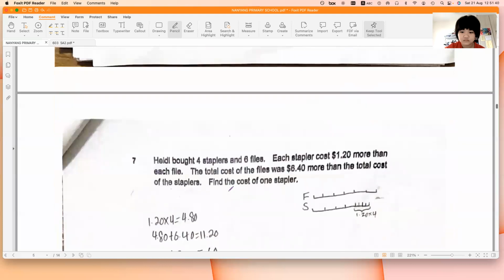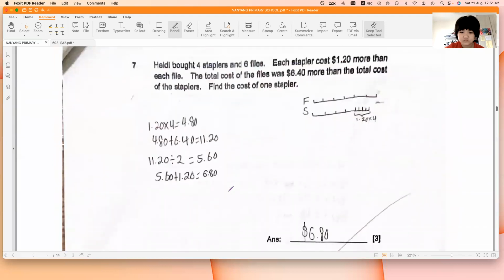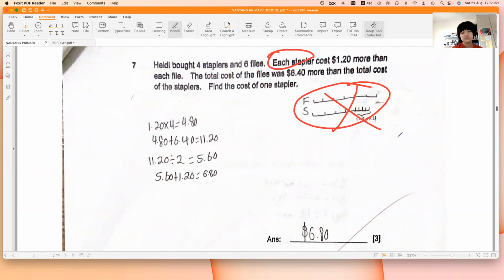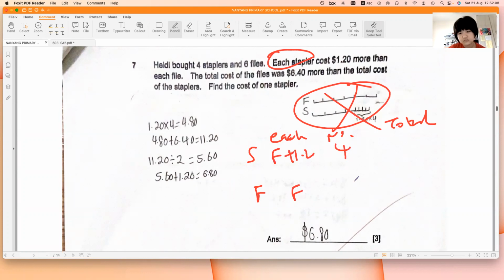The rest is okay. Of course you can use this, but of course this is not preferred. All right. So what I could have done is I could have simply drawn the table for staples and files. Each staple costs 1.2 more than a file. File is F, so it's F plus 1.2. So the number is 4 staples and then 6 files, right?